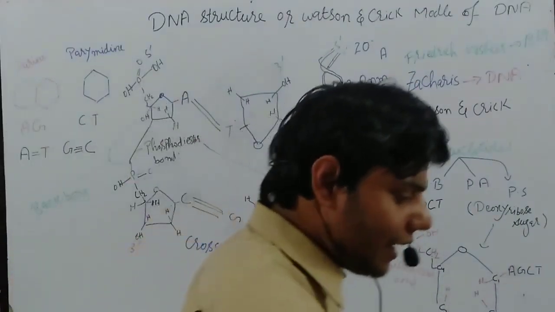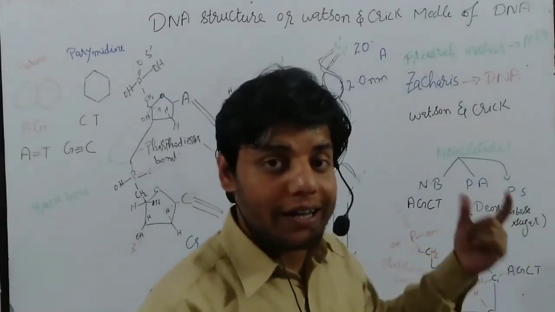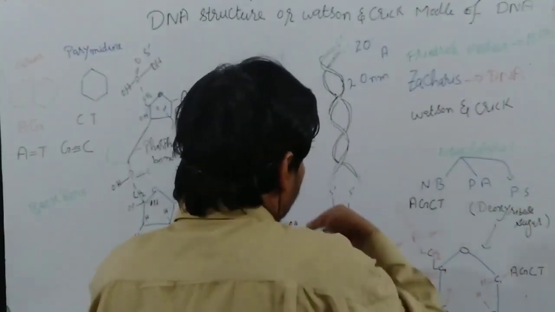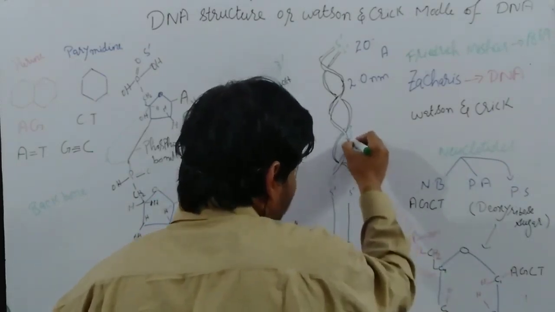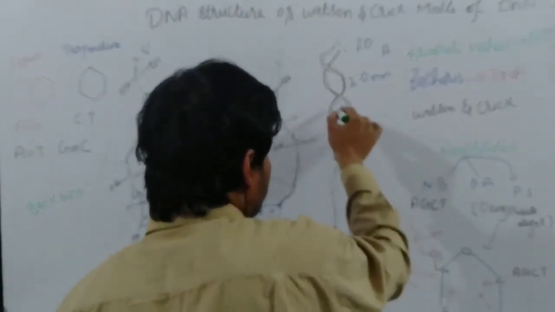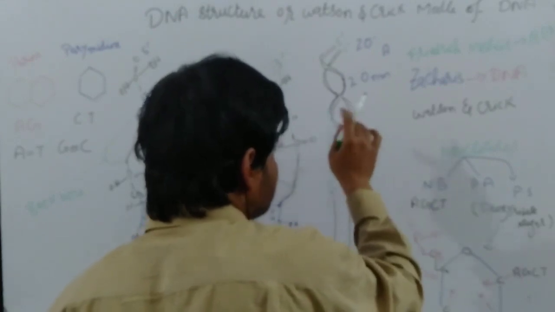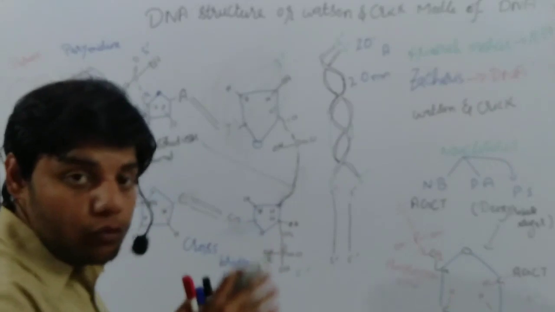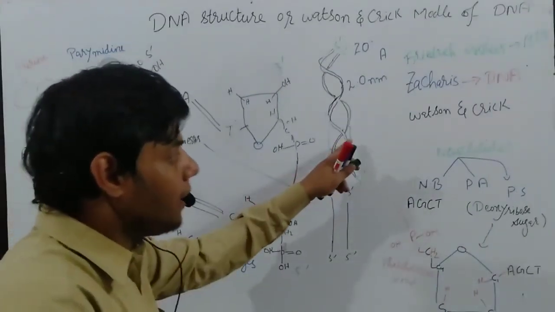They also say that DNA contains a minor groove and a major groove. This is the minor groove, as you are watching, and this one, the wider one, is the major groove. So according to them, DNA has two grooves, which we call the minor groove and the major groove.